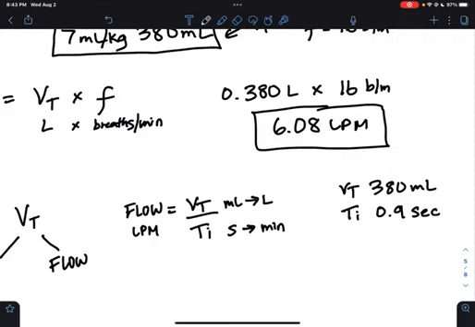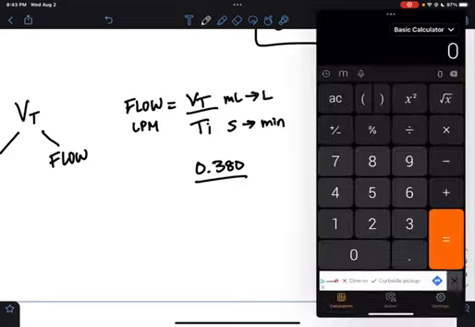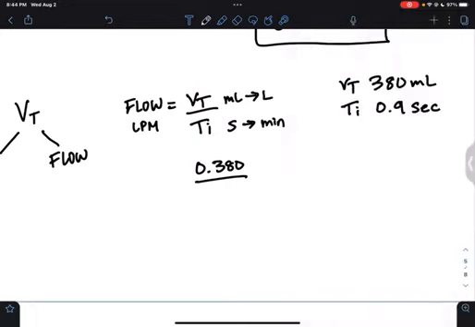Usually for the ventilator, the I time would be 0.8 to 1 second. That's our normal range. So if we calculate that, change milliliters to liters first, so 0.380 over, and then to change seconds to minutes, you divide 0.9 divided by 60. All right, 0.9 divided by 60 is 0.015.